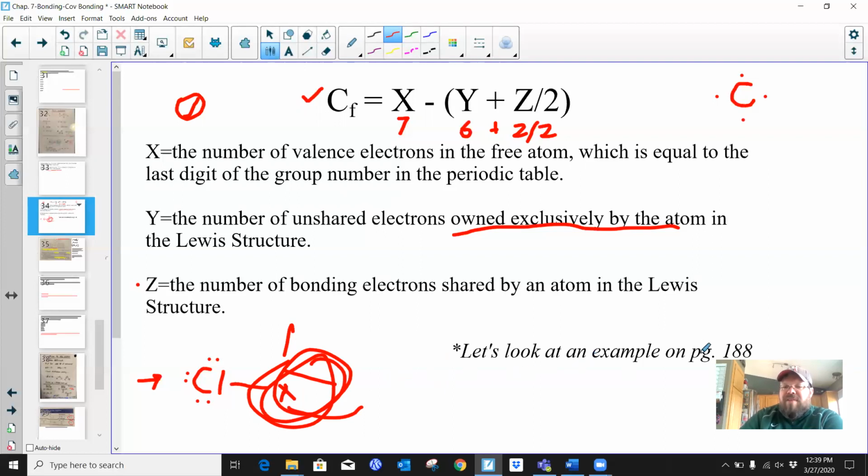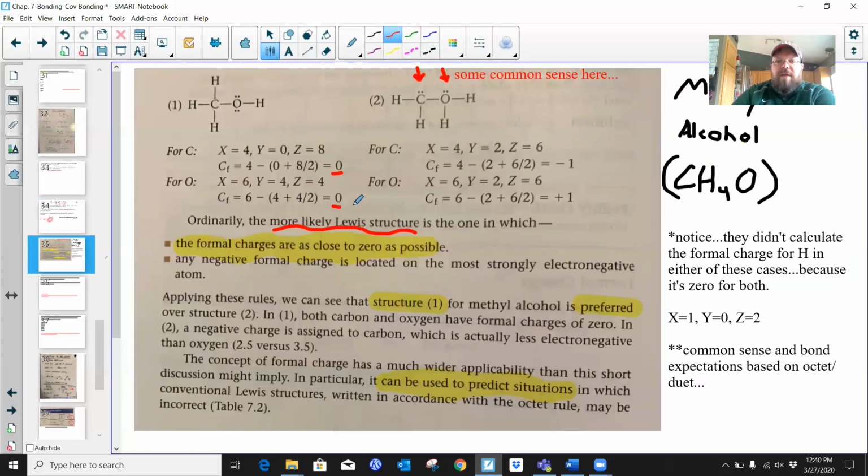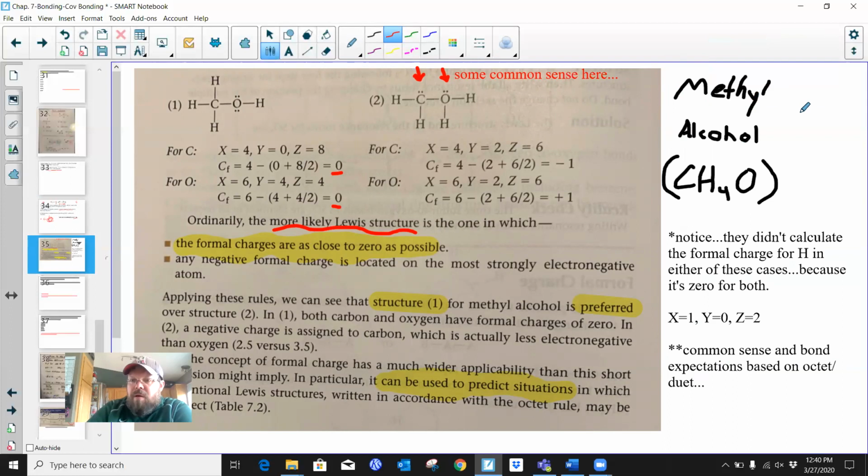Let's look at an example on page 188. So you want to flip to your books to page 188. And here it is. Here are 2 potential structures for this stuff called methyl alcohol, which is CH4O. Here's option number 1 and option number 2. We've gone through and created our Lewis structures for these 2, and what we want to do is decide which one's the better of the 2.